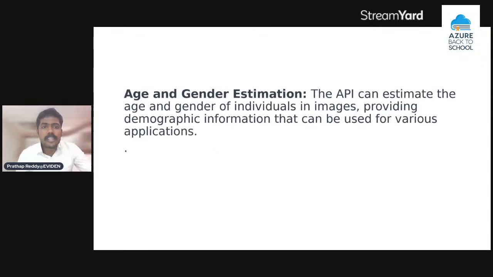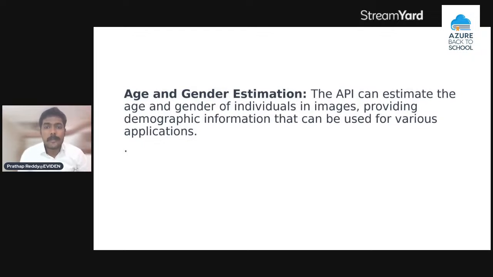Now we can move to age and gender estimation. The accuracy level of face detection and age detection is approximately 80 plus, above 80%. Out of 100%, it is above 80% accuracy, and only in a few scenarios it keeps on updating. Once everything is done, we can get a quick response from the age and gender estimation.